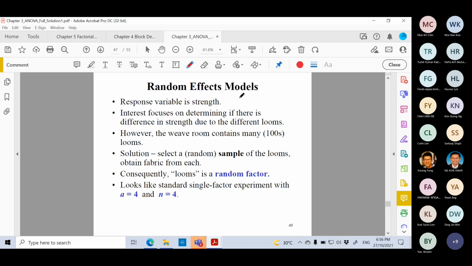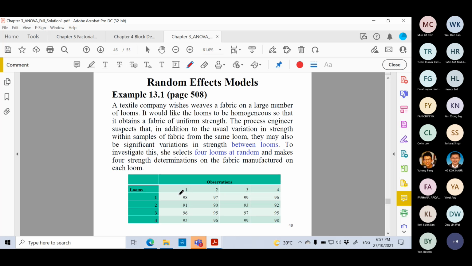Okay, so under the random effect model, here is the explanation. The looms are the random factors. In this case, we also only study a single factor with a equal to 4 levels, and the sample size is equal to 4 for each one. So from your levels, you select only 4 levels out.